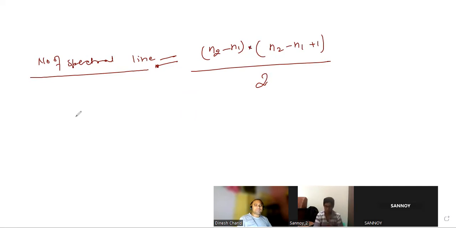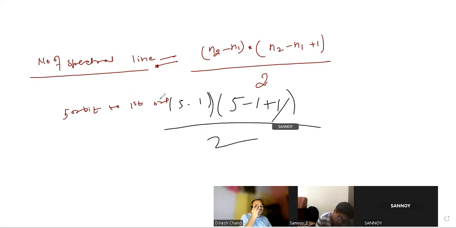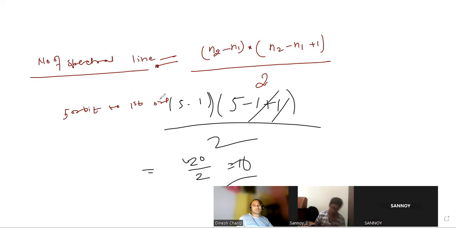So, fifth orbit to first orbit. 5 minus 1, into 5 minus 1 plus 1, divided by 2. 20 by 2, 10. Okay, so this way we need to calculate. For any lines you can calculate. Is it okay? You need to memorize. It is the simple one. (n2 minus n1) times (n2 minus n1 plus 1) divided by 2.